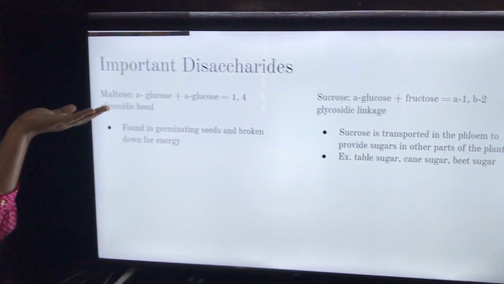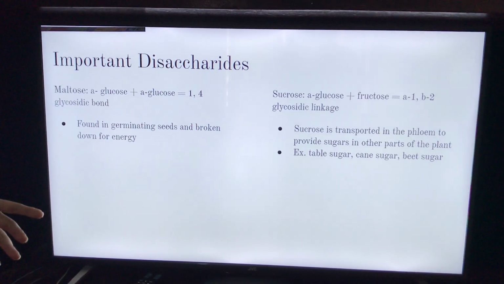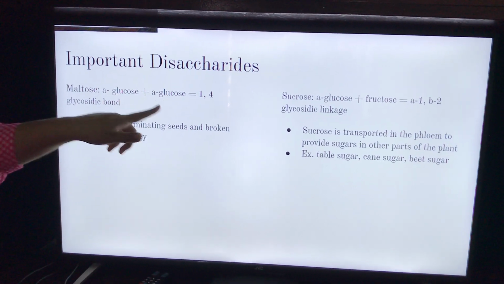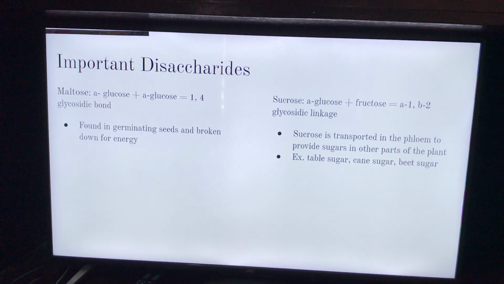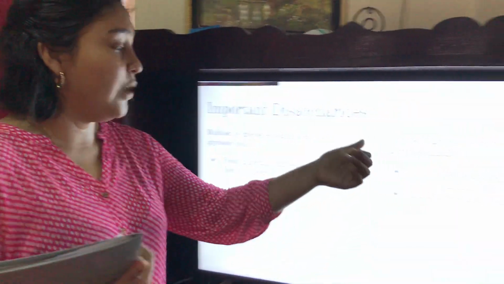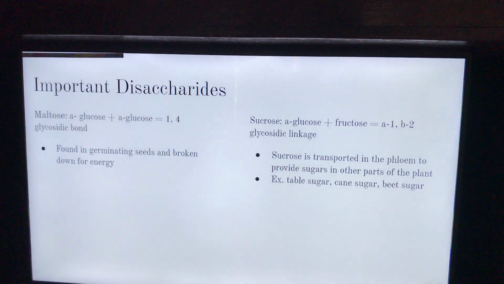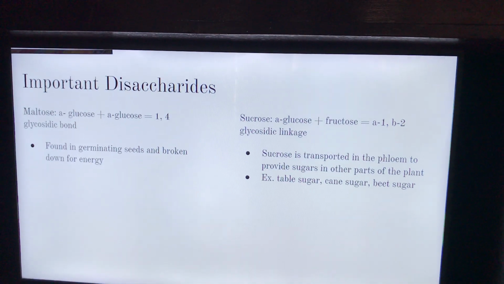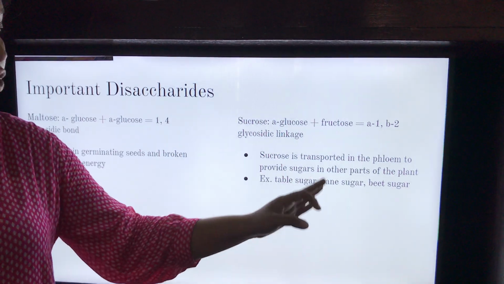Next slide. So important disaccharides are maltose, sucrose, and lactose. First, we will be talking about maltose. Because they are disaccharides, they are all made up of monosaccharides. So maltose is composed of alpha glucose plus an alpha glucose with a 1,4 glycosidic bond. Maltose is found in germinating seeds and can be broken down for energy. Therefore, it's found in plants. Then we have sucrose. Sucrose is an alpha glucose plus a fructose, which has a 1,2 glycosidic bond. Now, sucrose is transported in the phloem to provide sugars in other parts of the plant. Examples: table sugar, cane sugar, beet sugar.